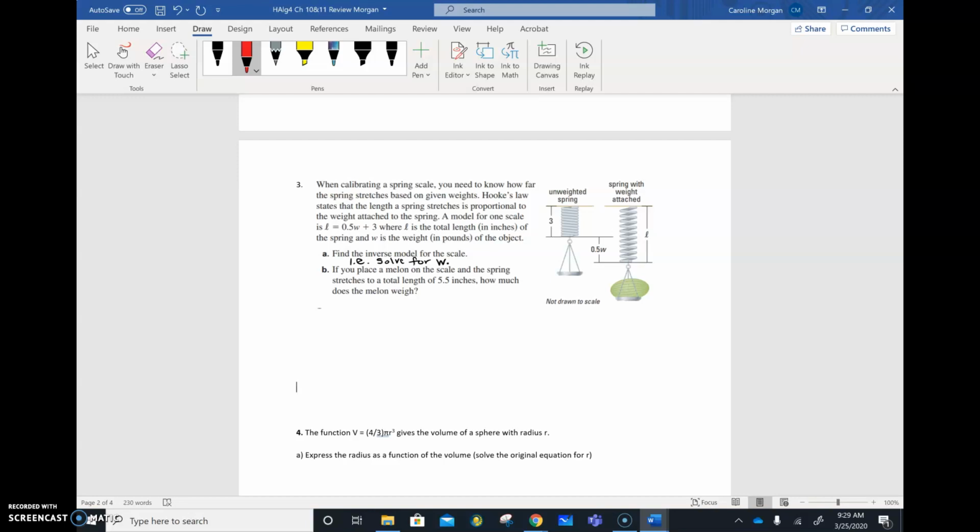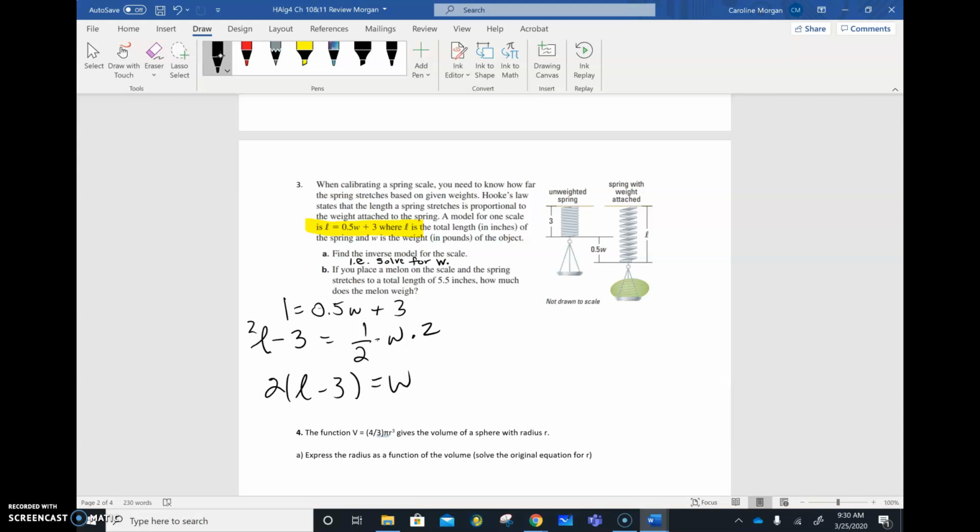It's giving you an equation here, okay, for how a spring scale works and how you can calculate such and such with Hooke's law. When it says find the inverse model, when you have a word problem, you don't have to switch x and y. You basically just solve for the other variable. So if I have L equals 0.5w plus 3, I'm going to solve for w. So I'll do it like this. L minus 3 equals 0.5w, right? And I kind of like 0.5, I'm going to write it as 1/2. So then if I multiply both sides by 2, I'm going to get 2 times (L minus 3) equals w.